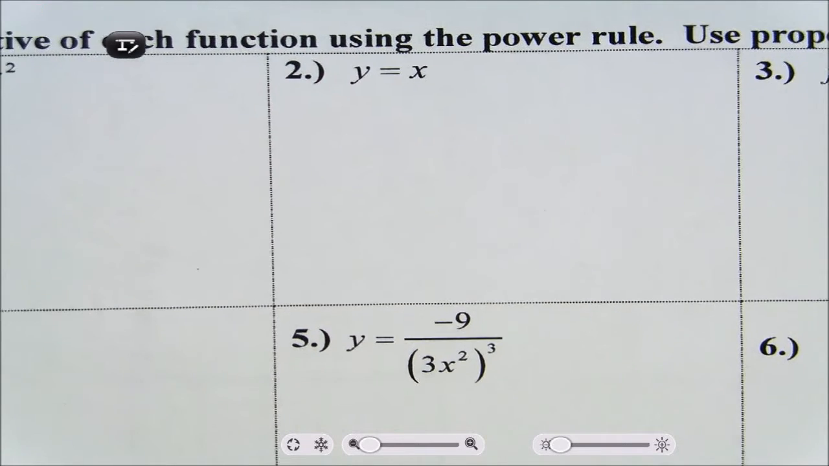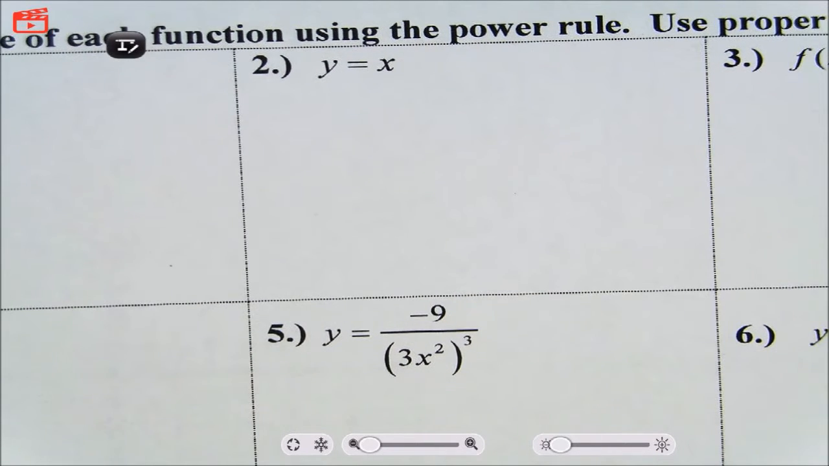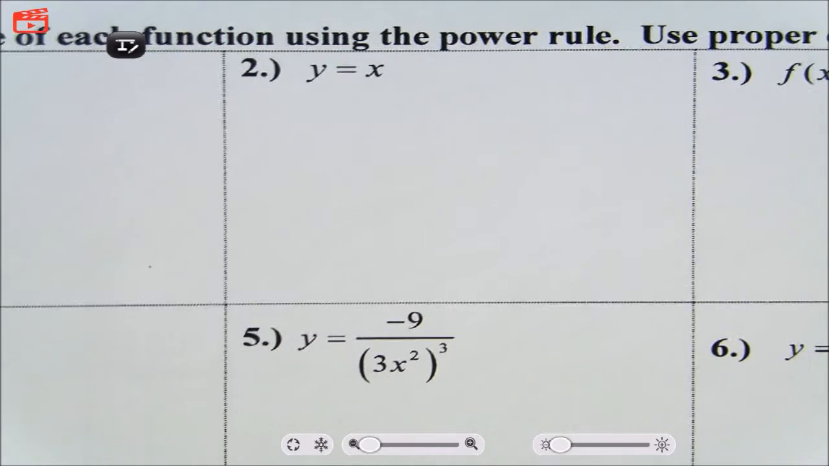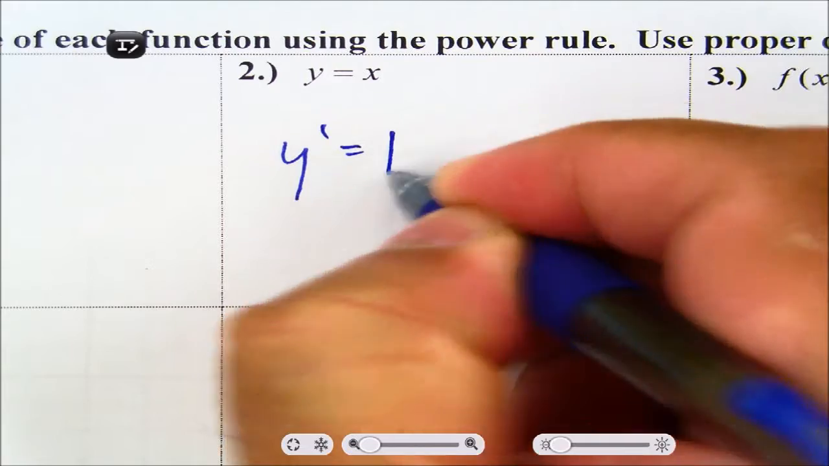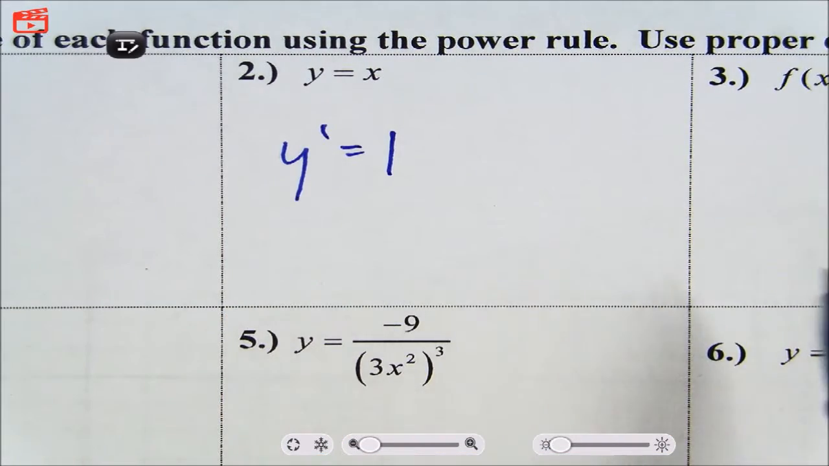Alright, so I'm going over the homework, which was page 93, 94 even. The derivative of number 2 is just 1. The derivative of x is 1.